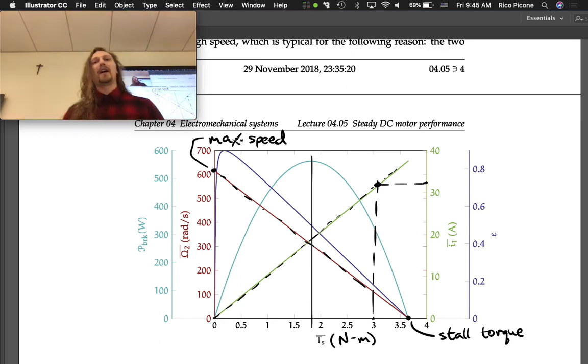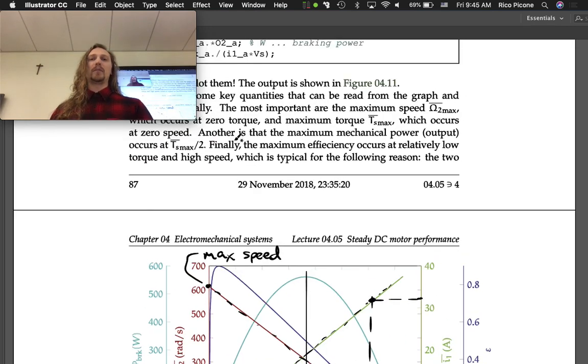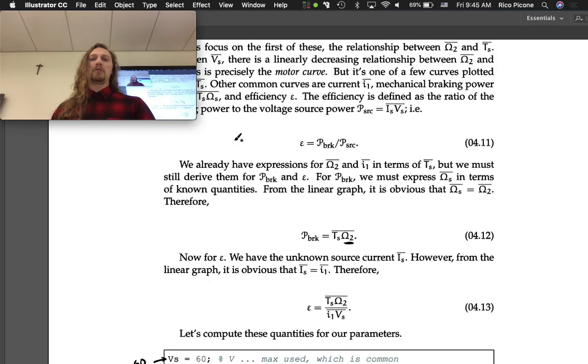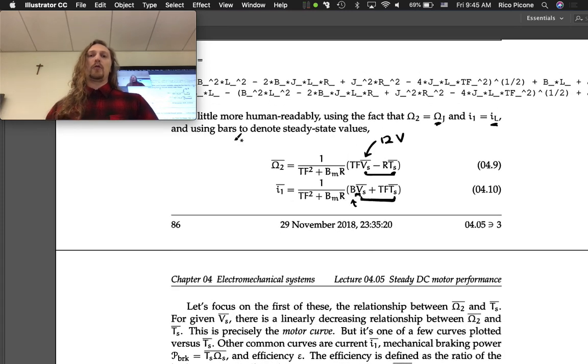We have two different dissipation factors here. So if we look back up here, let's look at what shows up in omega 2 and I1, which dominate the efficiency. We've got two different terms that show up. B, the damping of the bearings in the motor, that's on the mechanical side, and then R, the resistance. Those are the only two elements that dissipate energy from the system.